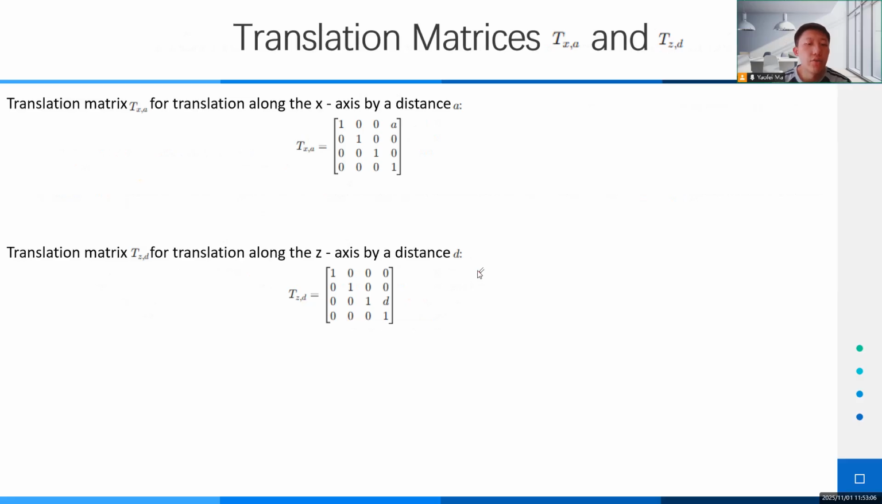Now let's look at translation matrices. They move a body without rotating it. Tx(a) is for moving along the x-axis by a distance a. Its form is this. Tz(d) is for moving along the z-axis by a distance d. Its form is this.